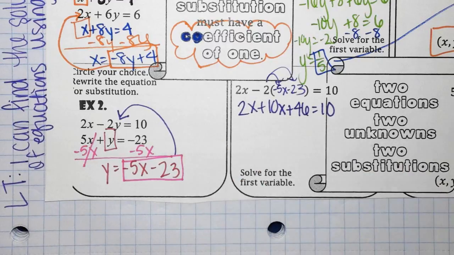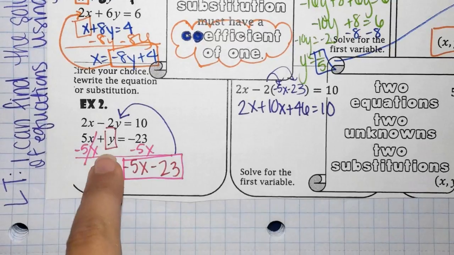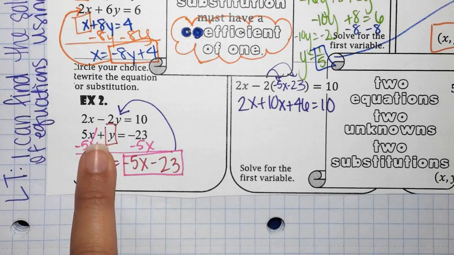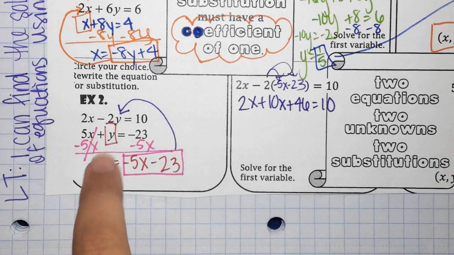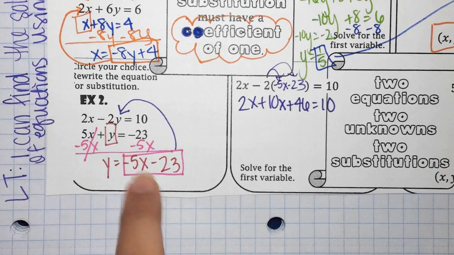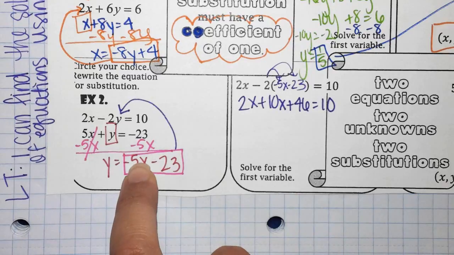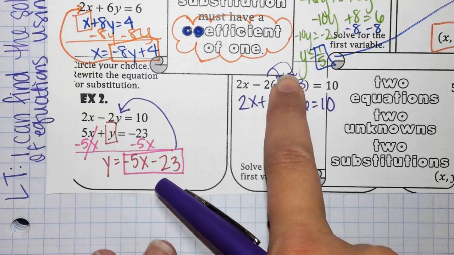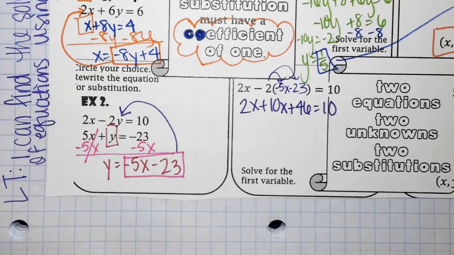Does everybody see how we got to this point? Are we sure? What did we do first over here? We solved for y because it had a coefficient of 1. What did we do with this y? We plugged it in. We brought it down over here, right? And then how did we get rid of parentheses? We distributed.